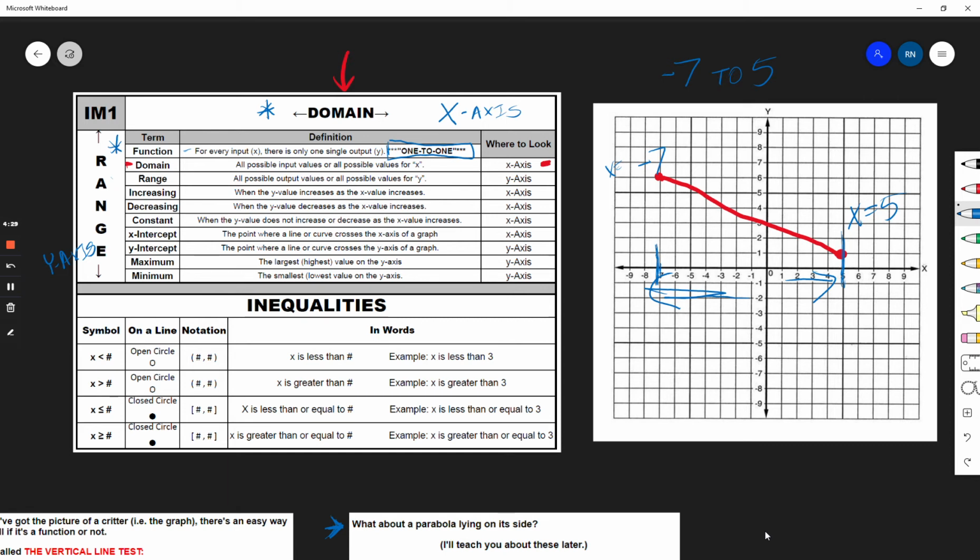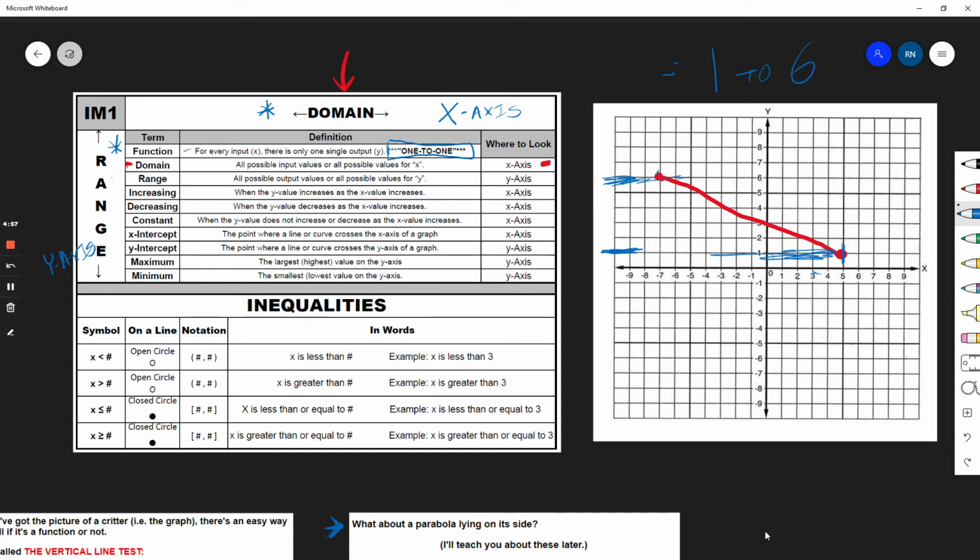Okay. Now, what's the definition of range? All possible values of y. So we have to look to see where our y values are. Our lowest y value is right here, going all the way across at 1. And then where's our highest y value? Right here. It is 6. So 1 to 6. All right, so that is our range.